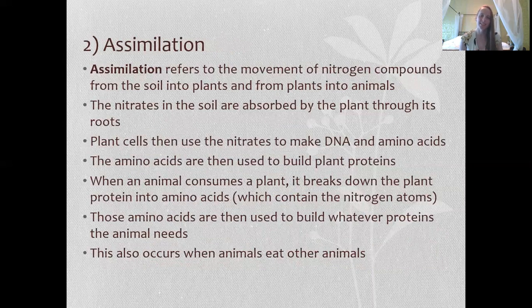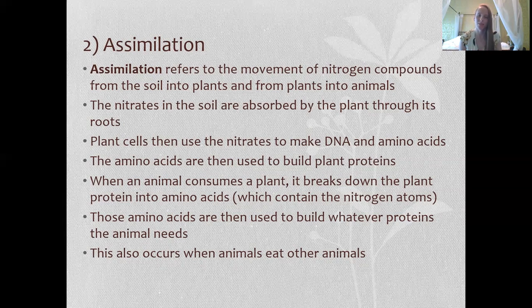The second process is assimilation. We briefly touched on assimilation in the previous cycle. Assimilation always refers to the movement of some sort of compound into a living thing. So either from soil into plants or from plants into animals. So in the carbon cycle, we were talking about any time a herbivore eats a plant, that is assimilation. But assimilation is also nitrogen moving from the soil into a plant, or when an animal eats that plant, nitrogen moving from the plant into the animal.